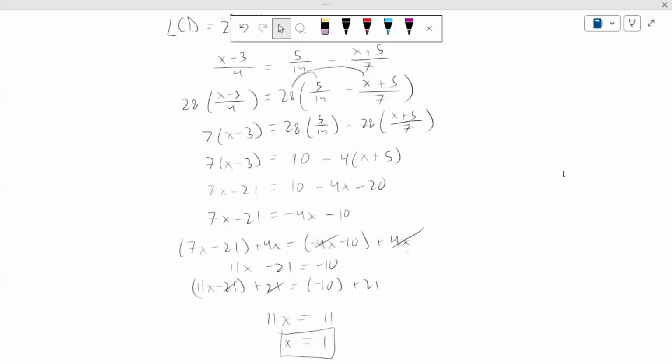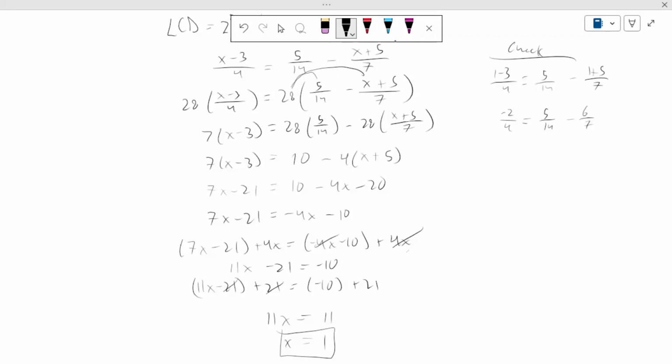All right. So let's check it over here, I guess. So here's my equation. X minus 3 over 4 equals 5 over 14 minus x plus 5 over 7. If I were to plug in x equals 1 into that, I get 1 minus 3 over 4 is equal to 5 over 14 minus, well, 1 plus 5 over 7. Okay. So over here, I get 1 minus 3 is negative 2 over 4. Over here, I have 5 over 14, doesn't change, minus 1 plus 5 is 6 over 7.